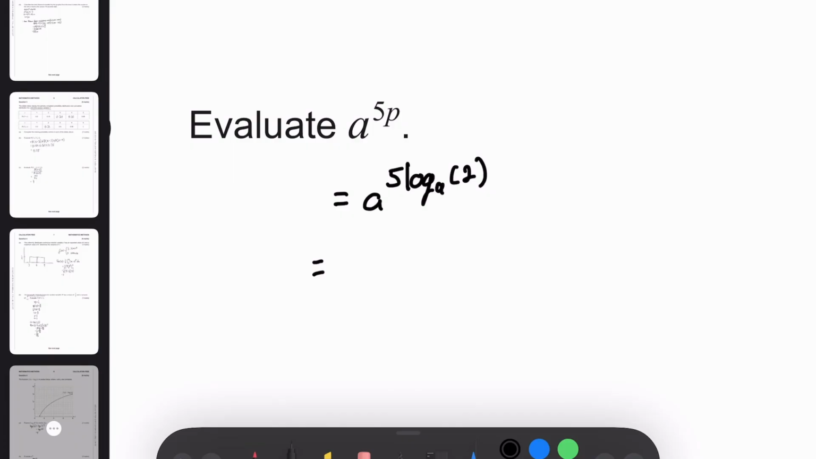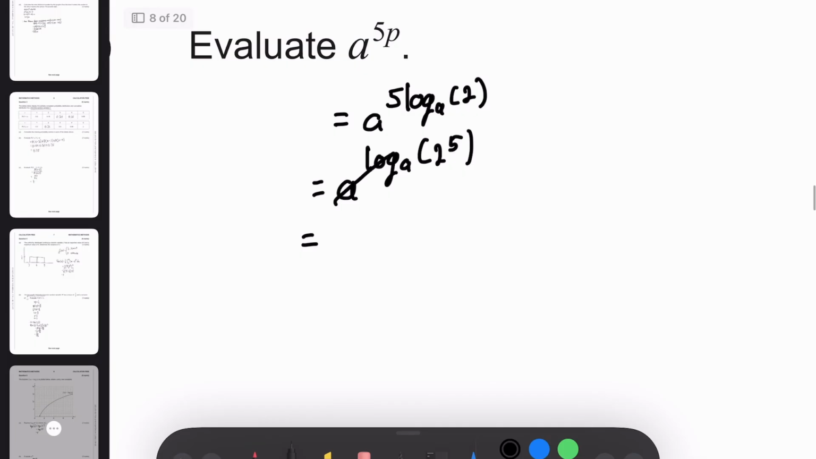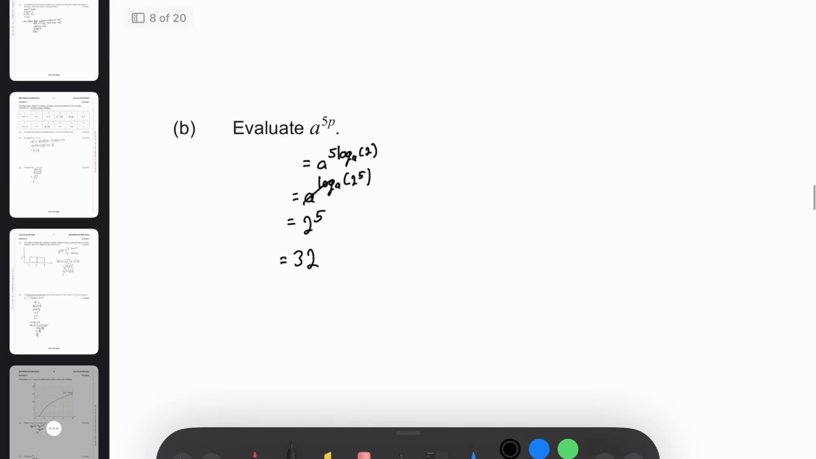Then what's going to happen is that these logarithms are going to cancel out, but we can't cancel them out yet as we have this 5 in the coefficient. So if we simplify, now we can cancel it out. When these cancel out, we are simply left with 2 to the power of 5, which will give us 32, because 2, 4, 8, 16, 32, yes.